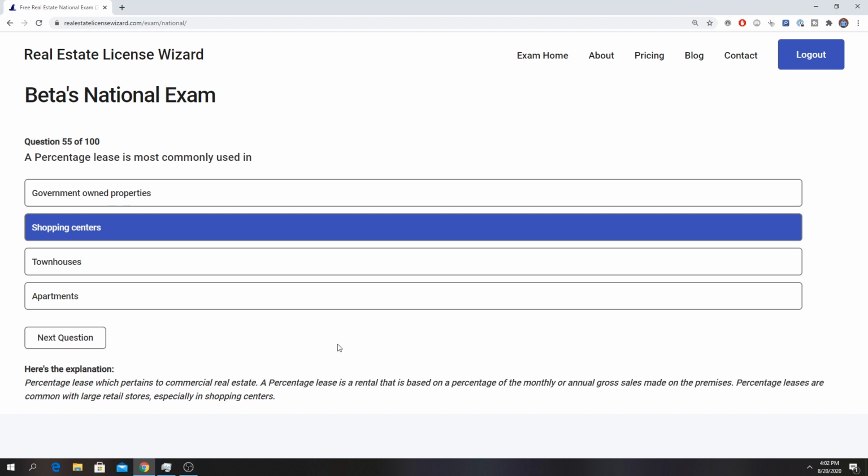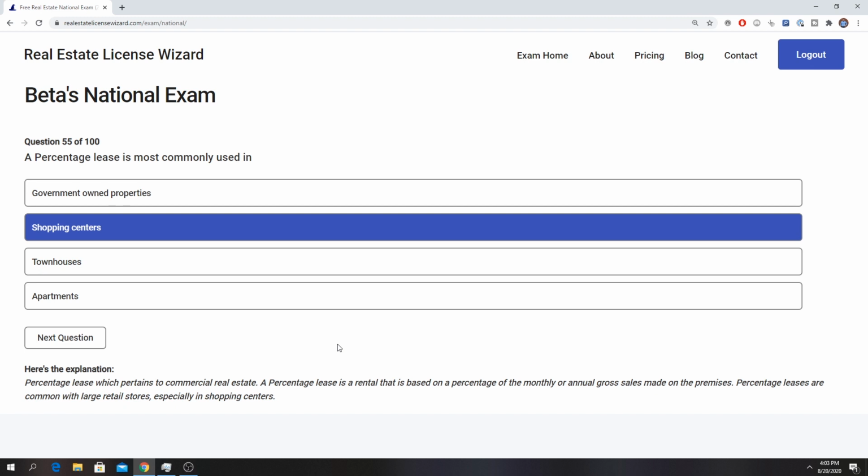Okay. So percentage leases, obviously, pertain to commercial real estate. A percentage lease is based on the percentage of monthly or annual gross sales made on the premises. So they're common in large retail stores, shopping centers, things like that. Now, I get this question all the time. Let's just say you own this massive building, but you leased out a section of the building to this particular person and he subleased it, so he was getting rent from a bunch of people.